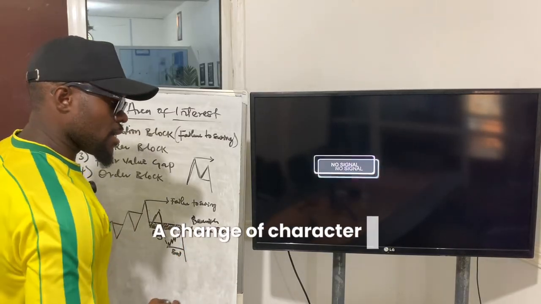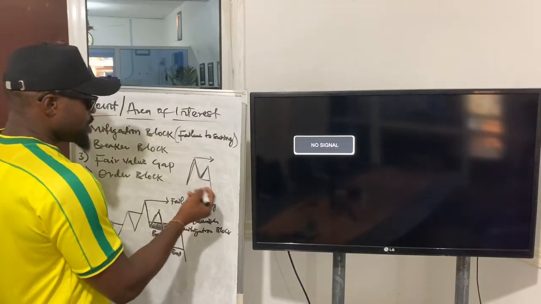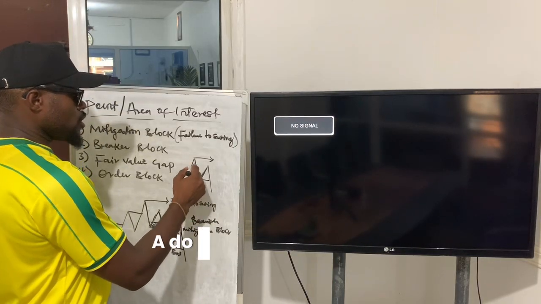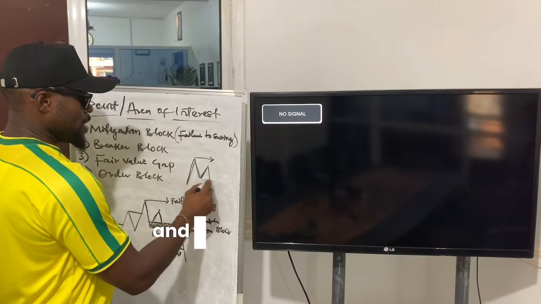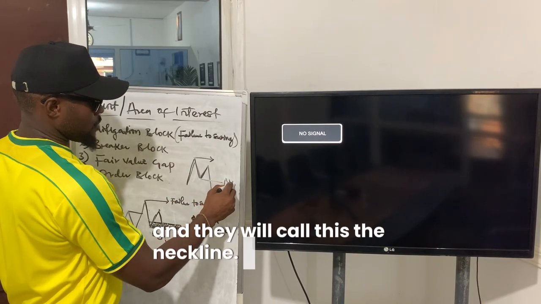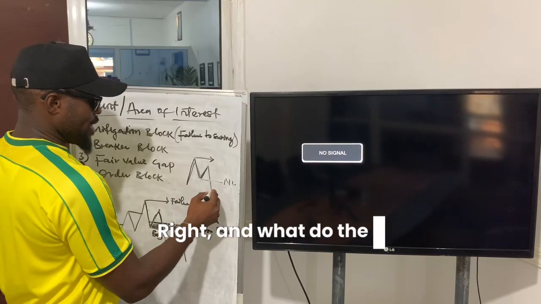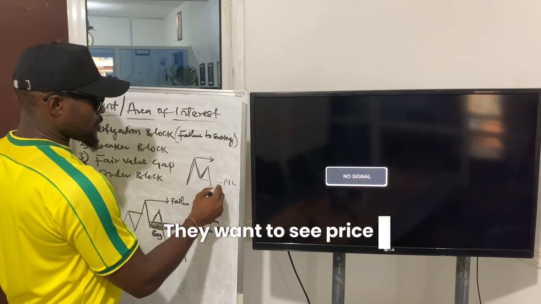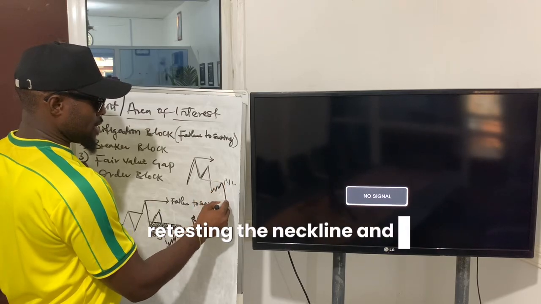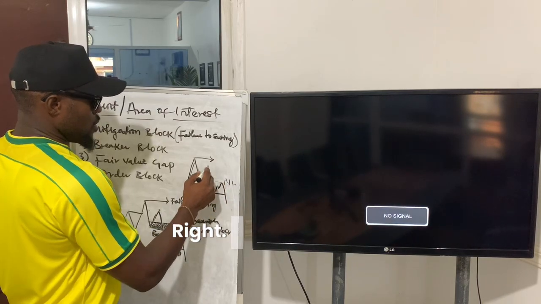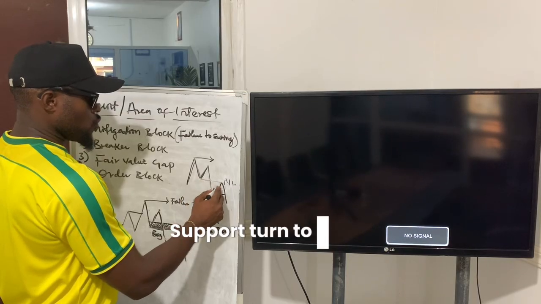A change of character or market structure shift. Now, retailers will see this as what? A double top or M pattern, and they will call this the neckline, right? And what do they expect to see? They want to see price coming back, retesting the neckline, and keep pushing down, right? Also known as what? Support turn to what?